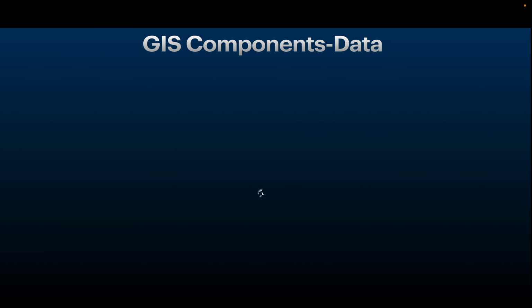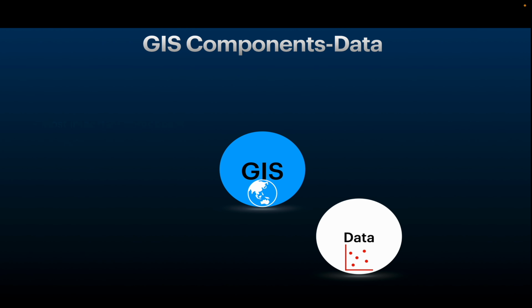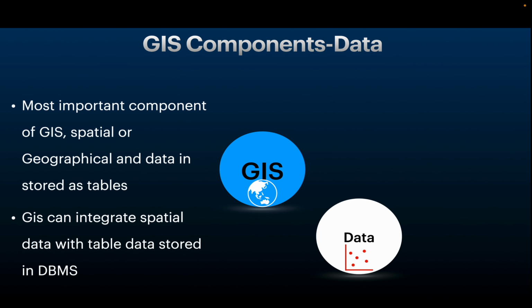Components, data: the vector data, spatial and non-spatial data. Spatial data includes vector and raster data. Vector data includes the shapes: polygons, lines and dots, points. GIS can integrate spatial data with table data stored in a DBMS. So you can also connect or join your data that is in Excel spreadsheet format or in other database format.